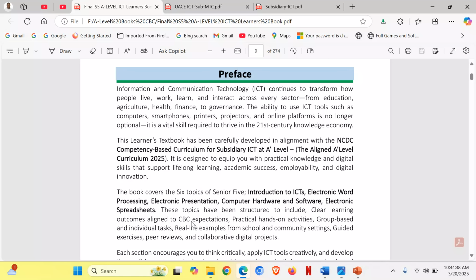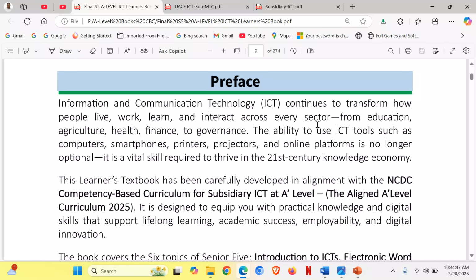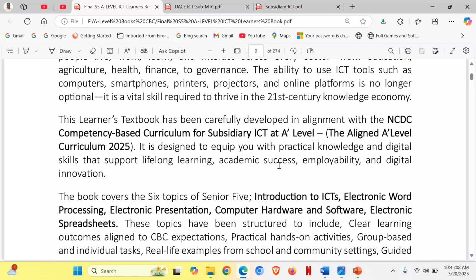Information and communication technology continues to transform how people live, work, learn, and interact across every sector, from education, agriculture, health, finance, to governance. The ability to use ICTs such as computers, smartphones, printers, projectors, and online platforms is no longer optional. It is a vital skill required to live in the 21st century knowledge economy.